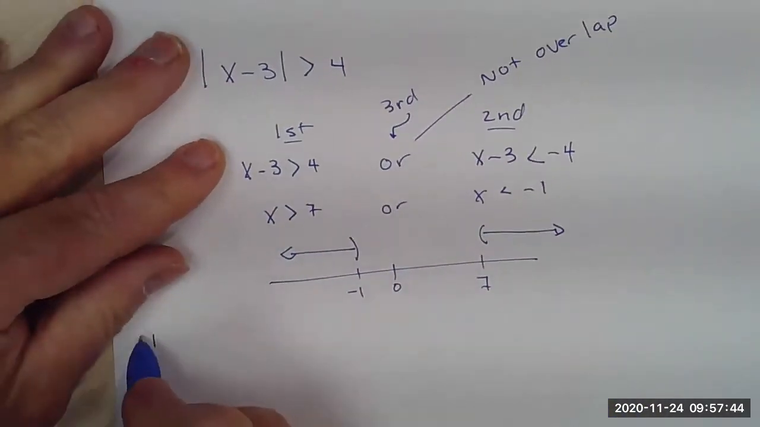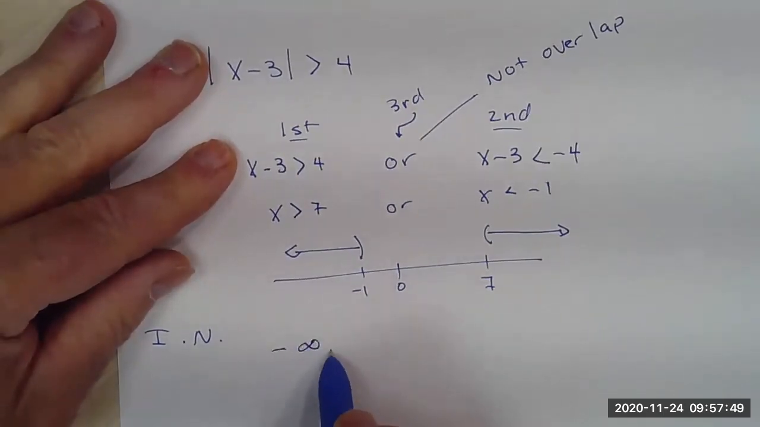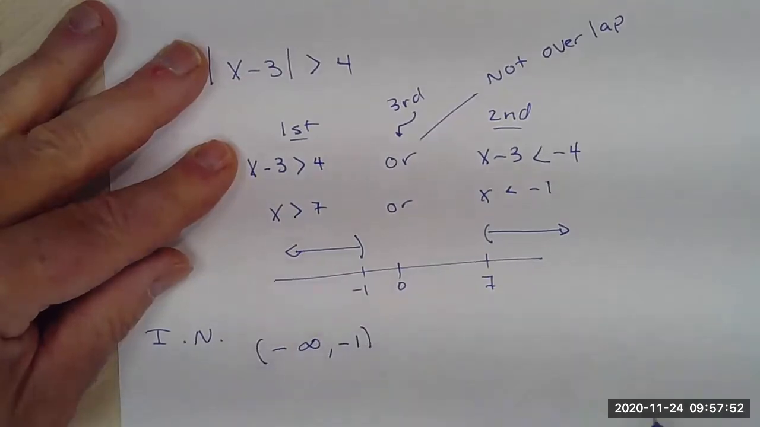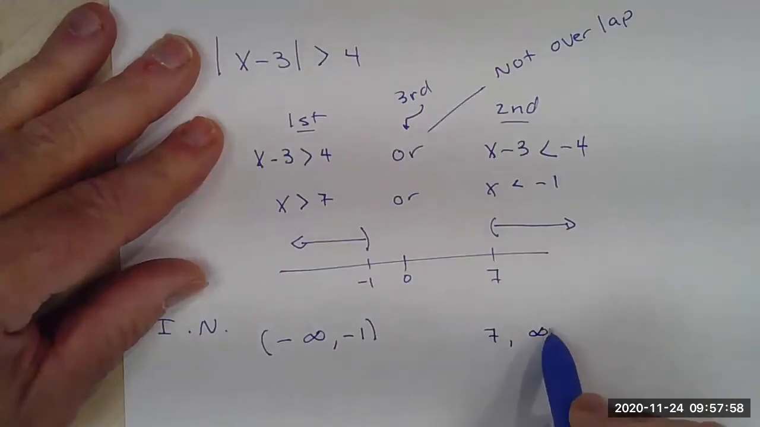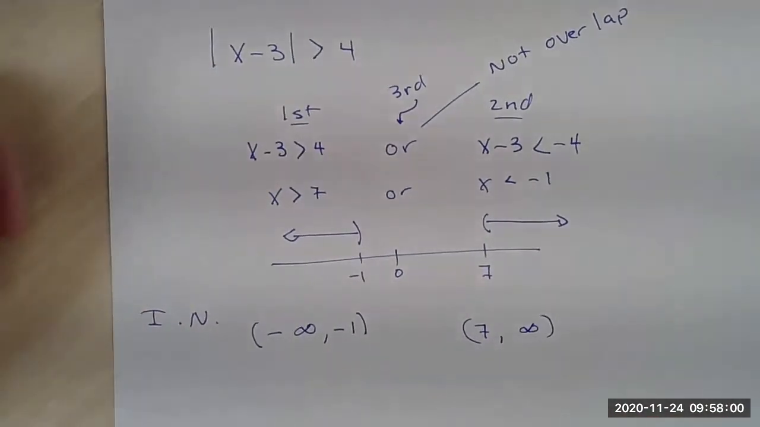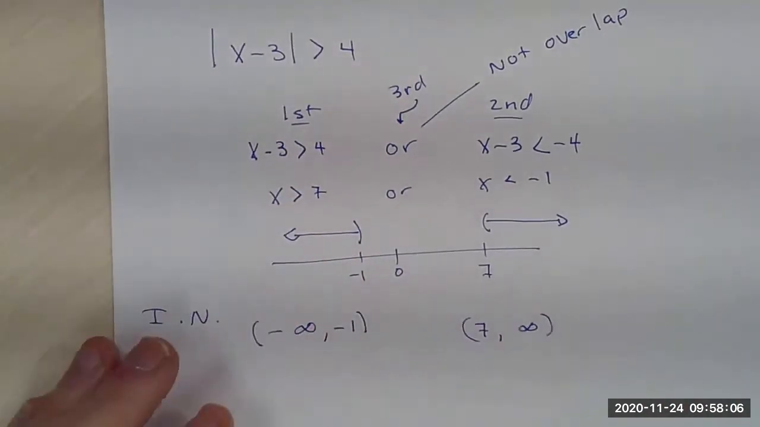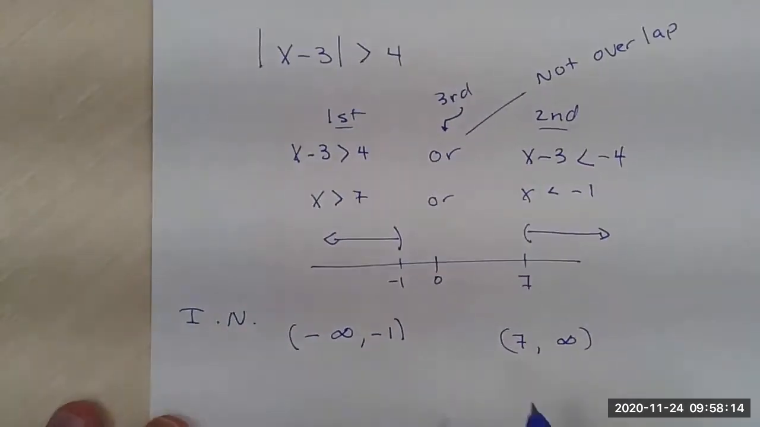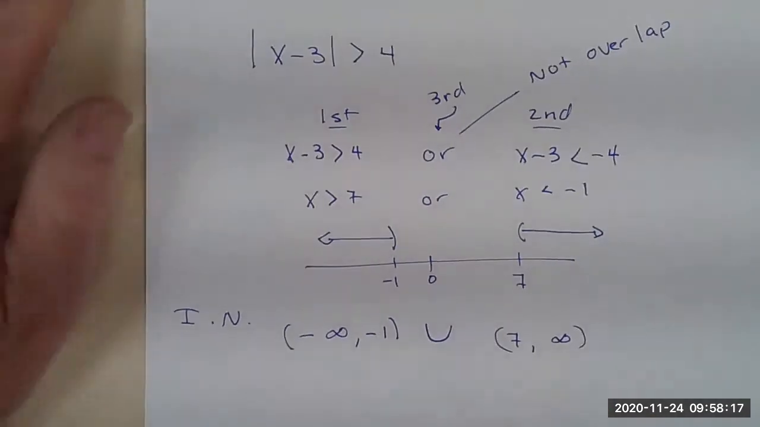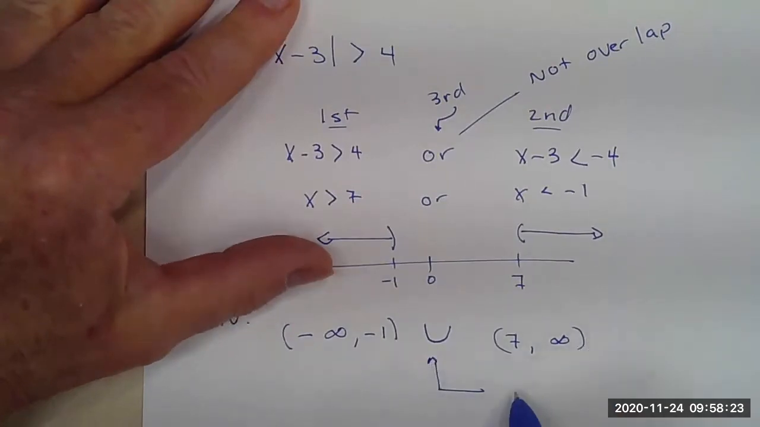And the interval notation would look like this. Start over here, which would be -infinity to -1, parentheses and parentheses. Over here, 7 to infinity. And then what we do is join these two interval notations. You don't use the word or, although you'd like to think that's what you do. You use a symbol that represents the word or. We're going to use this, U for union. That symbol is called the union symbol.